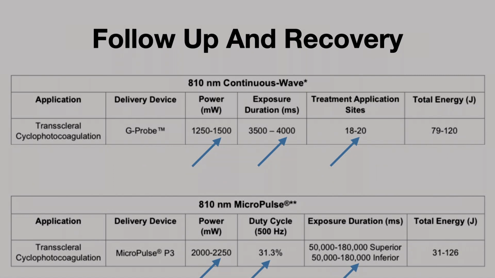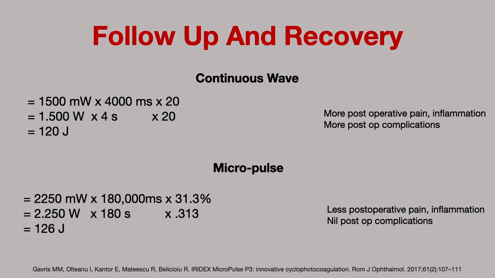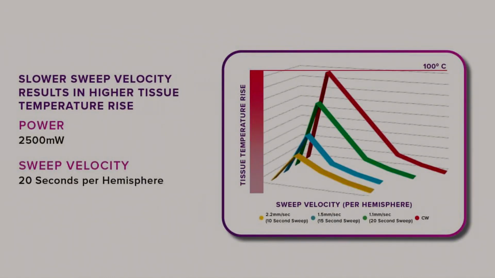So once you understand the physics behind it, that's why I broke up the mathematics and gave it, those are my own slides, where you can see that at the end of the day, you're using the same energy. 1200 to 1500 for a continuous wave is almost equivalent to this, but you end up having lesser complications. You can see that again, energy is in the graph I've given you, 120 joules in a continuous wave compared to 126 joules that you are using in a micropulse, with less pain, less inflammation, and almost minimal complications as possible.